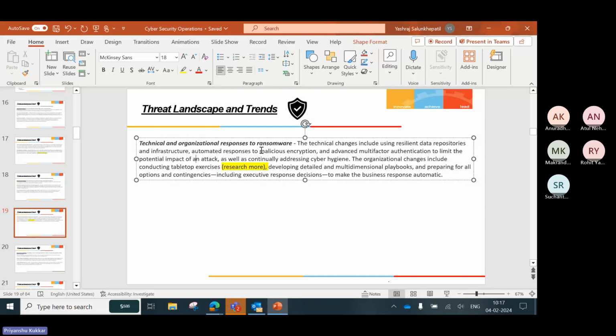ठीक है. So automated response to malicious encryption, again pretty straightforward. Advanced multi-factor authentication to limit the potential impact of an attack. So advanced would be कि तुम्हें जो मोबाइल पे OTP आता है, before that it was captcha, मल्टीफैक्टर ऑथेंटिकेशन, और something जो तुम्हारे पास उसी डिवाइस में आता है, राइट. Nowadays the advanced part is that it goes to a different device, so to make sure कि वो डिवाइस तुम्हारे पास ही है, या फिर तुम एक जगह पे हो.